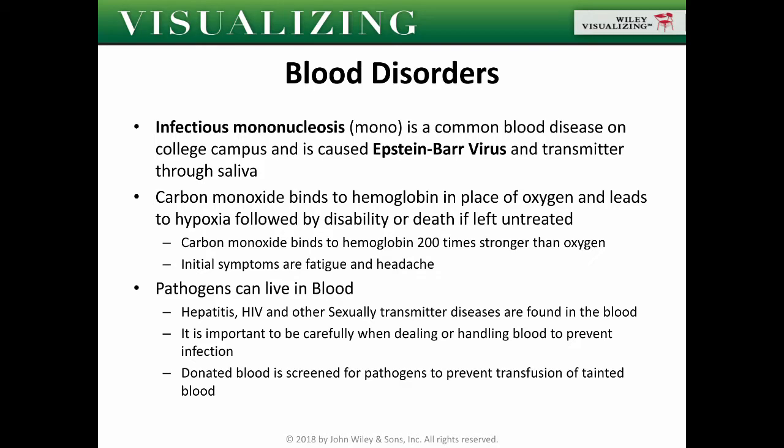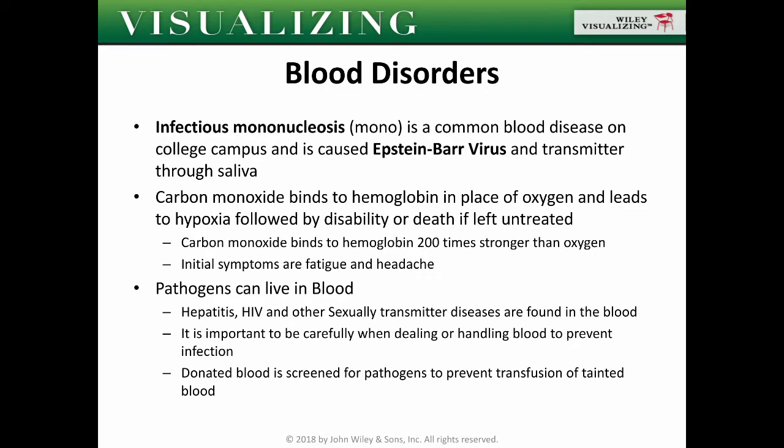So the Epstein-Barr virus is one of the infectious diseases that can affect your blood. Now, other pathogens can live in the blood. Hepatitis, HIV, and other sexually transmitted diseases are found in the blood. It is important to be careful when dealing with and handling blood to prevent infection.